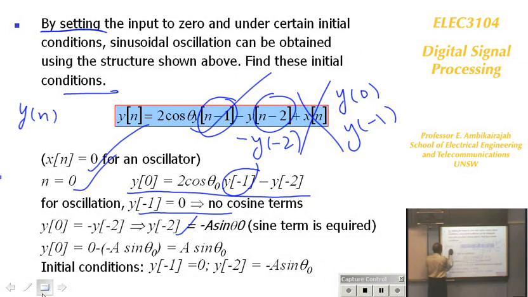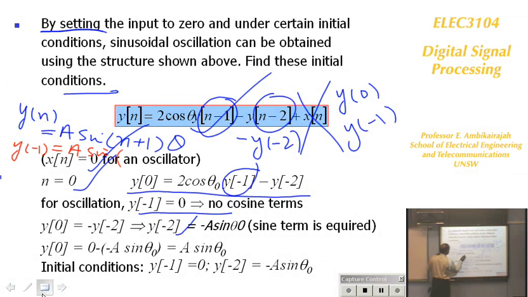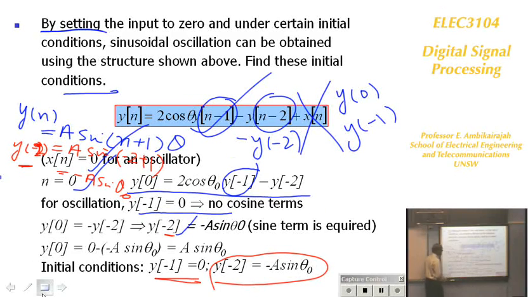yn is equal to a sine n plus 1 theta. That's what you have. So what is y minus 2? y minus 2 is equal to a sine minus 2 plus 1, theta naught. That will work out to be minus a sine theta naught. That's my initial condition for y minus 2. And I want for y1 that. If I do those two, I'll get the oscillator oscillating.